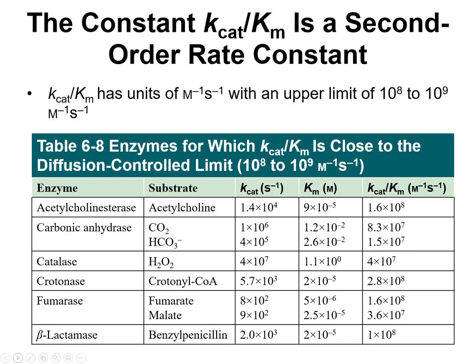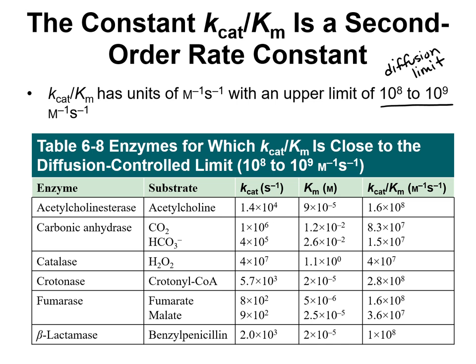So kcat over Km is actually a second order rate constant. So it's got the units of per molar per second. And the upper limit that you'll see for kcat over Km is about 10 to the 8th, 10 to the 9th. That corresponds to the diffusion limit. So how fast a molecule can wiggle around and travel and end up somewhere else. Okay, that's the diffusion limit.